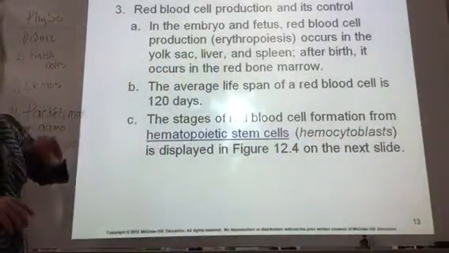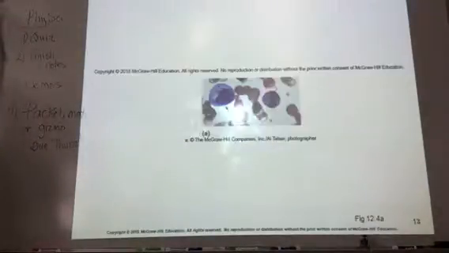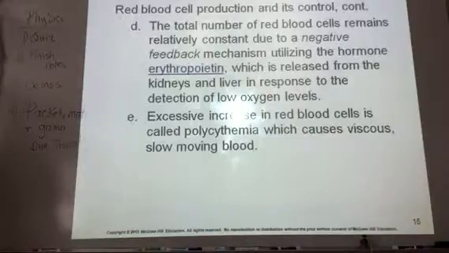And then we'll look at the figure that kind of shows those stages and how that occurs. And this one just shows red blood cells and white blood cells.